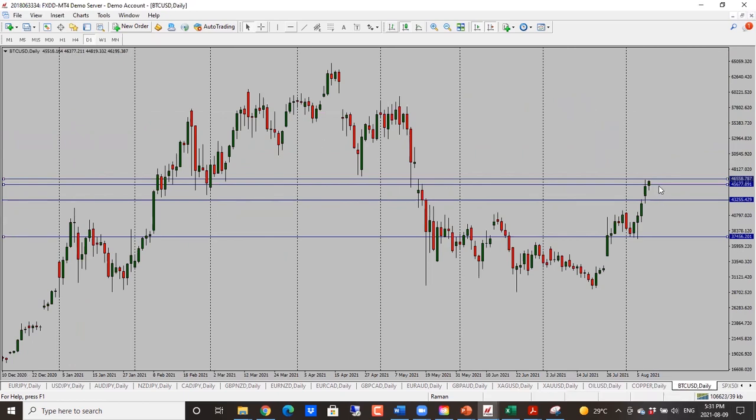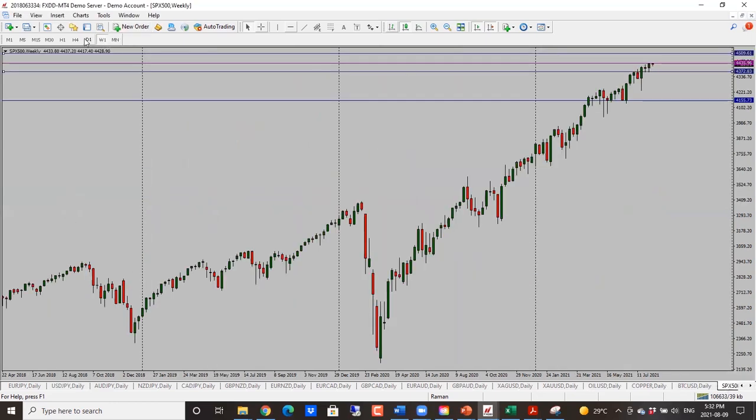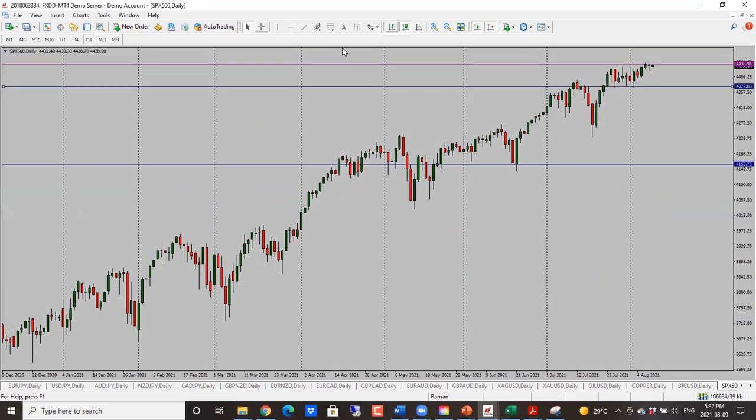Bitcoin's moving forward here. 46,550 is the target, and then the next target is 48,500. So bullish bias. Be careful though, this is a big support resistance level that price is coming into, and we need to see a break of this, otherwise it could bounce off of this. So watch out, but bias is bullish. Next target, 48,500.